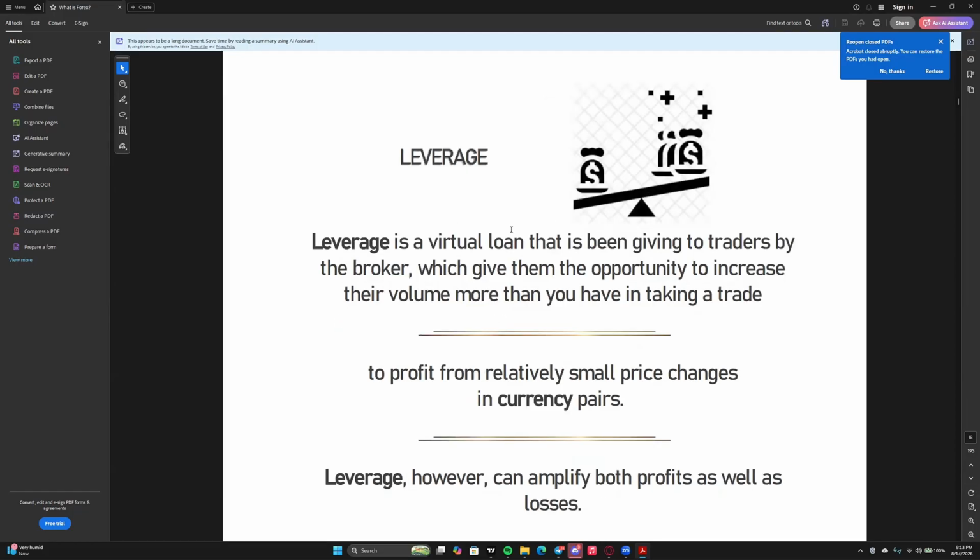Then we have the leverage. The leverage is a virtual loan that your broker gives you. You understand? Once you create an account and you're funding the account, your broker gives you what we call a virtual loan. Do you understand? To profit from relatively. So your broker gives you that virtual loan, but you're not going to see it, but it's there. But you notice it in your margin, though.